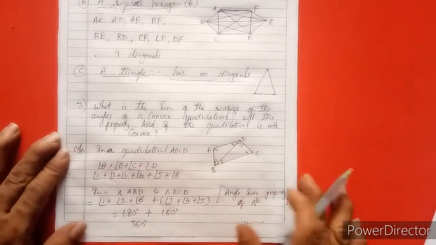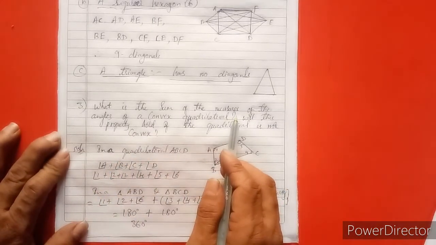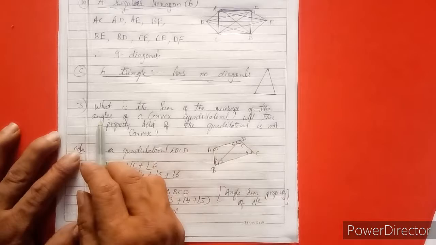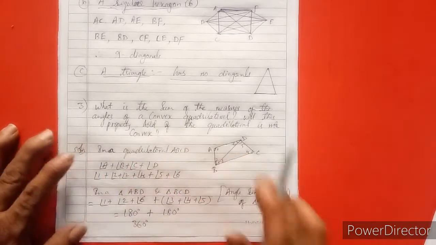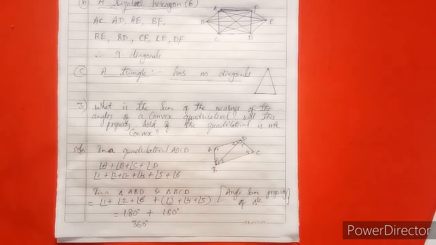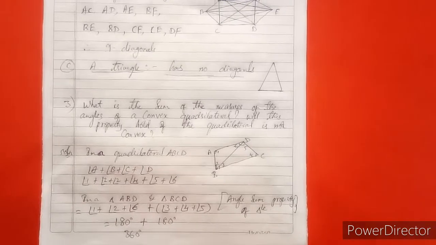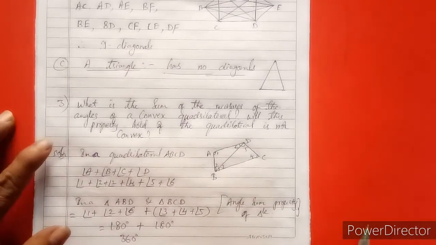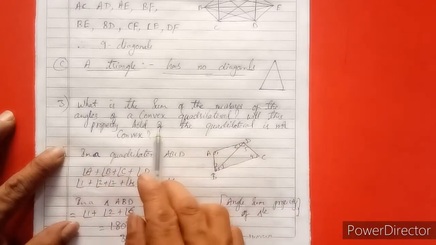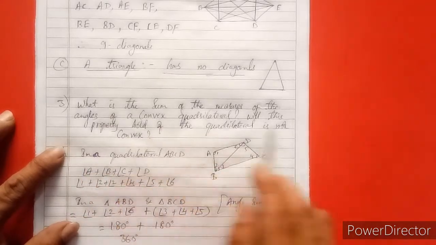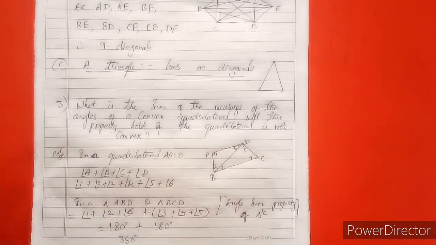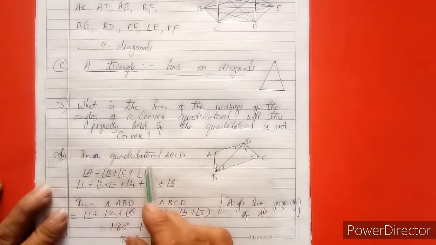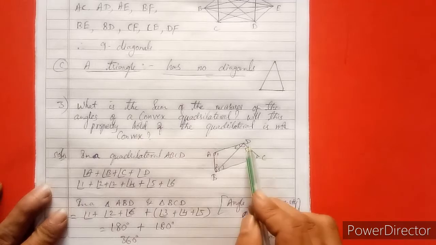Third question: what is the sum of the measures of the angles of a convex quadrilateral? Convex means, we know, that each angle is less than 180 degrees. Then will the property hold if the quadrilateral is not convex? Whether the property holds is the question. The total sum of the angles of a quadrilateral makes what? 360 degrees, right?